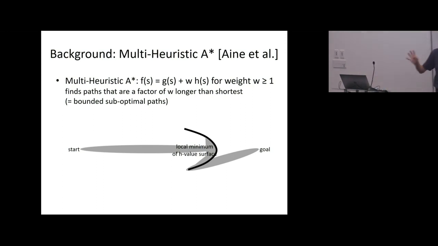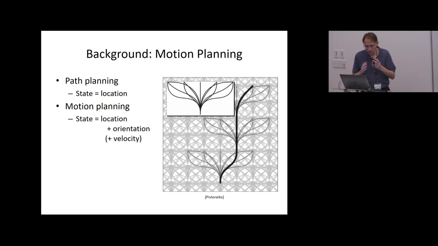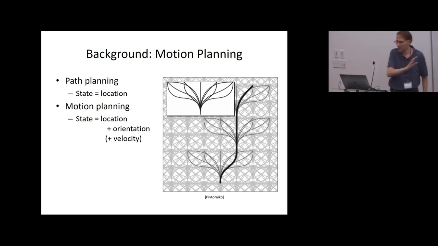That was a review. I assume that most people here have seen A* at some point in time, and I just wanted to make sure that we all have the same knowledge. So let me end this review here by pointing out that you don't want to be afraid of using these kinds of search techniques. Here we use them for path planning, where state corresponds to location. But you can also use them in higher dimensional search spaces, where a state might correspond to a location plus an orientation, maybe plus a velocity.